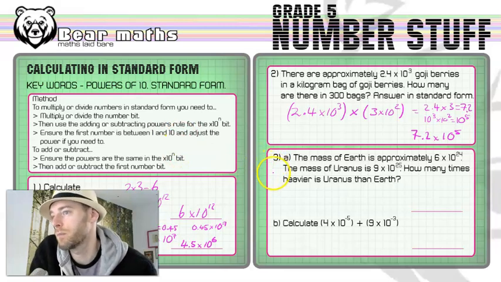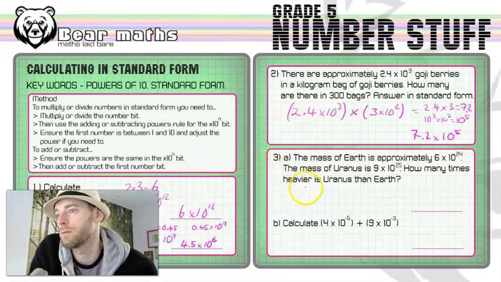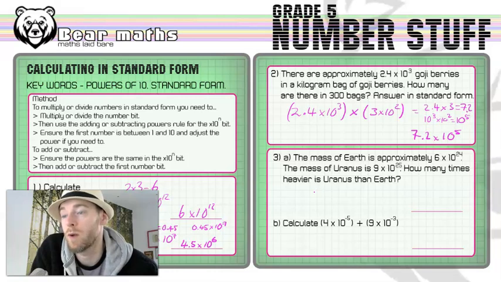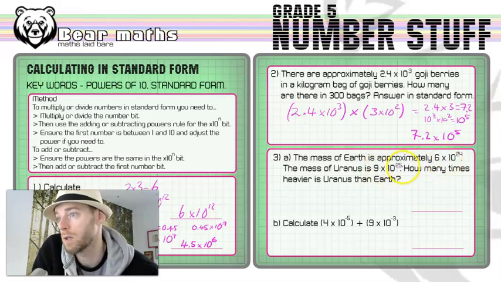The mass of Earth is approximately 6 times 10 to the power of 24. And the mass of Uranus is approximately 9 times 10 to the power of 25. How many times heavier is Uranus than Earth? Now, if you want to work out how many times something, or how many times more something is, then you're going to do a division of the two numbers. We're going to divide the bigger number by the smaller number. I know that the mass of Uranus is bigger than the mass of Earth because of the power. I know it's got a higher power, so I know it's a larger number. So I'm going to take the larger number and divide it by the smaller one.